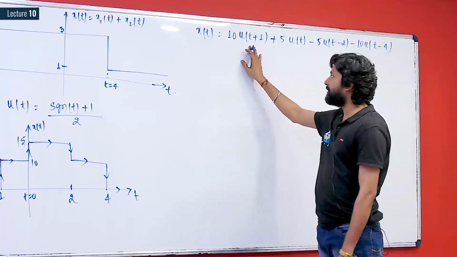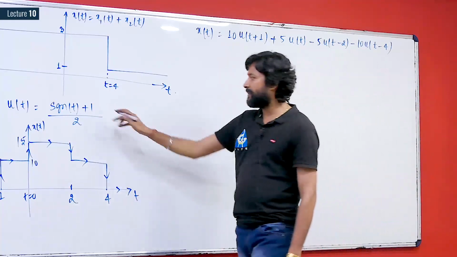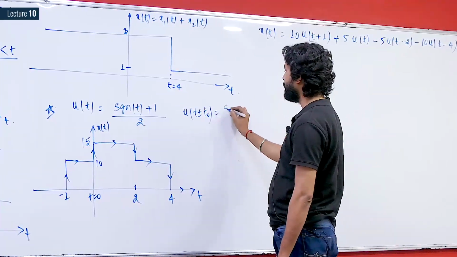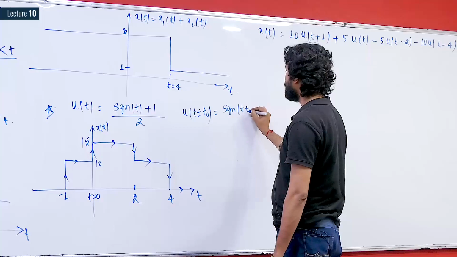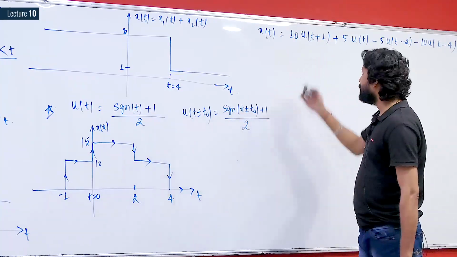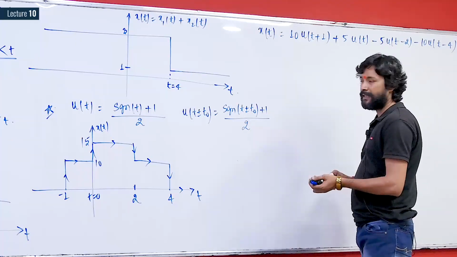Now every step function can be changed using this relation only, that u of t plus or minus t naught can be written as signum of t plus or minus t naught plus 1, divided by 2. So you are just going to replace all these step functions by signum functions.